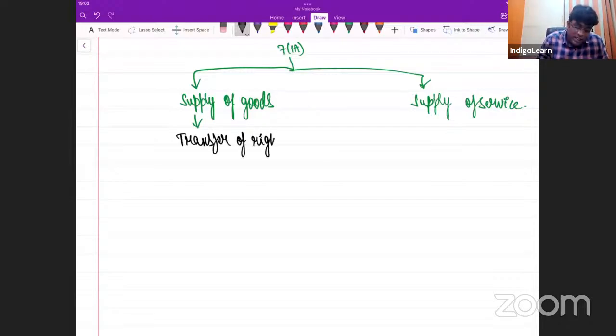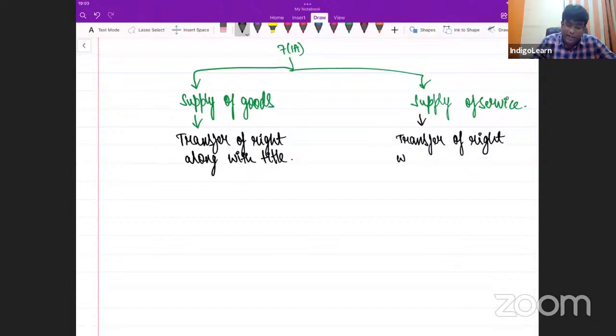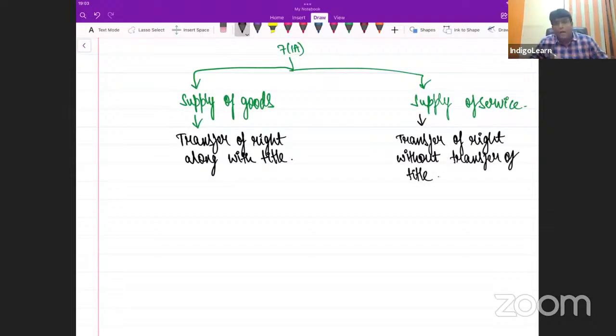there should be transfer of right along with title. Title also should be transferred. That means what? Ownership should be transferred to call it as supply of goods. But by any chance, if there is a transfer of right, right is given, transfer of right without transfer of title.